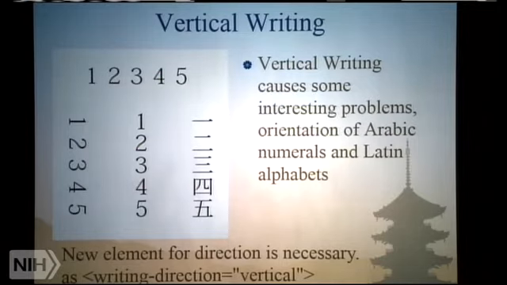This means we need to declare written direction when we create an XML file, such as writing direction type of direction vertical. We do not have such a tag in JATS yet. I hope to adopt such a new element for direction.